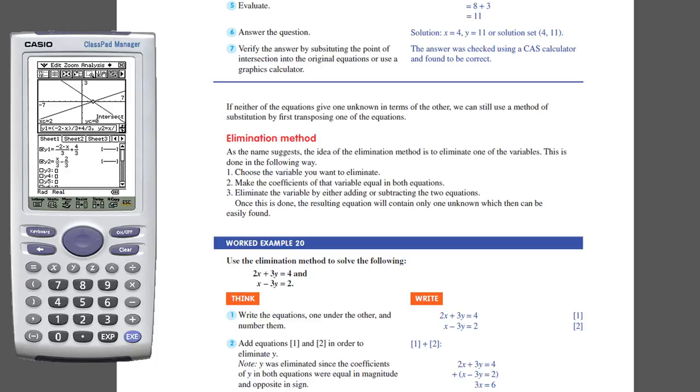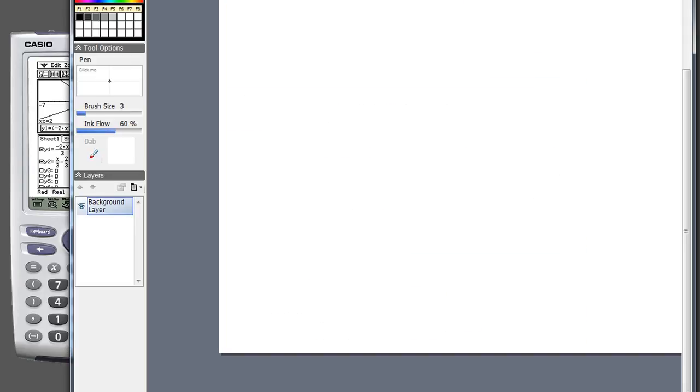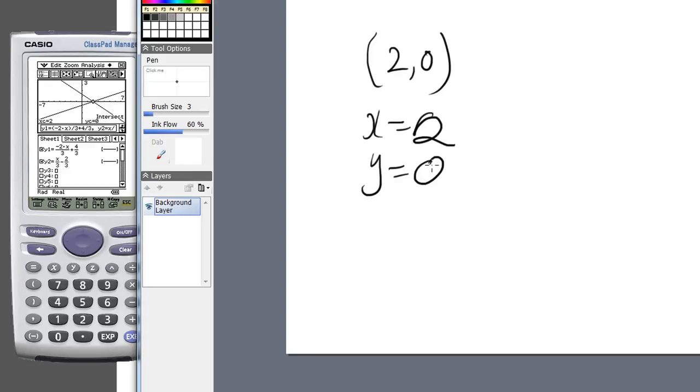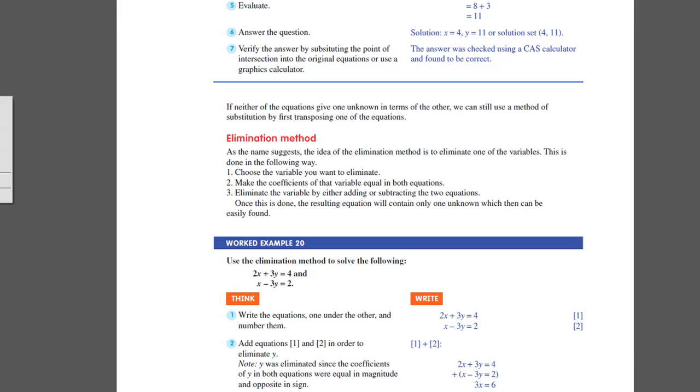So again, if I was to write that as a solution, I would write my solution as a coordinate pair. So I'll just shift this over so I can see the output from the calculator. So the coordinate pair is 2, 0, and I'd also write x equals 2 and y equals 0. So that is my solution to that pair of simultaneous equations there. So that's the graphical solve of it.